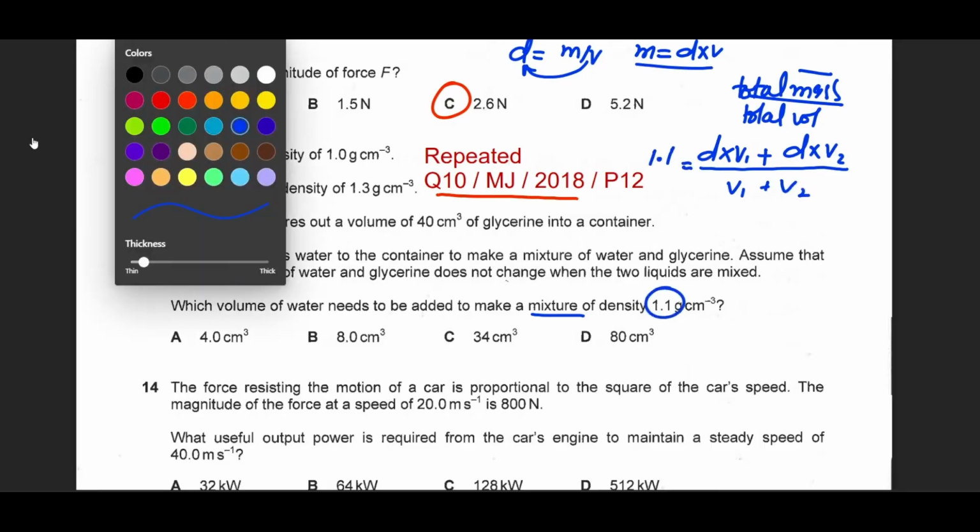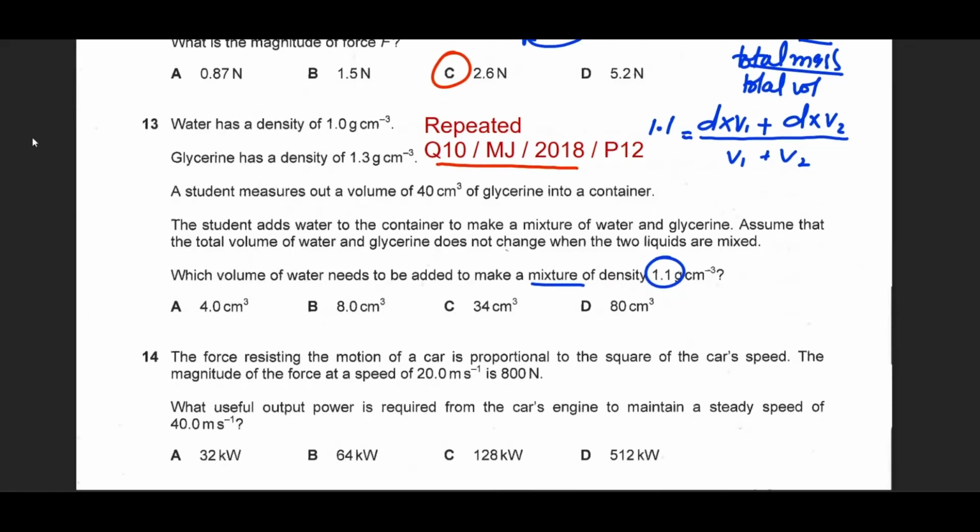Now let's put in the values and try to see what we get. So this should be 1.1 equals density of water is 1, density of glycerine is 1.3. So let's say this is 1, and we want to find out the volume of water needed. Let's label this as V, plus the glycerine density is 1.3 and the glycerine volume is 40. Whole divided by the volume of water, which is V1, plus the volume of glycerine, which is 40.